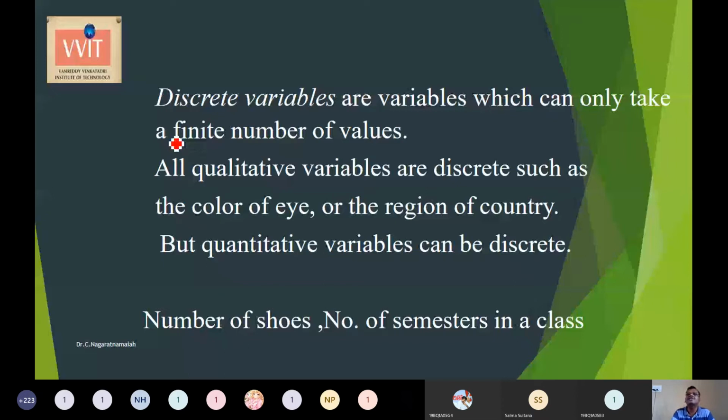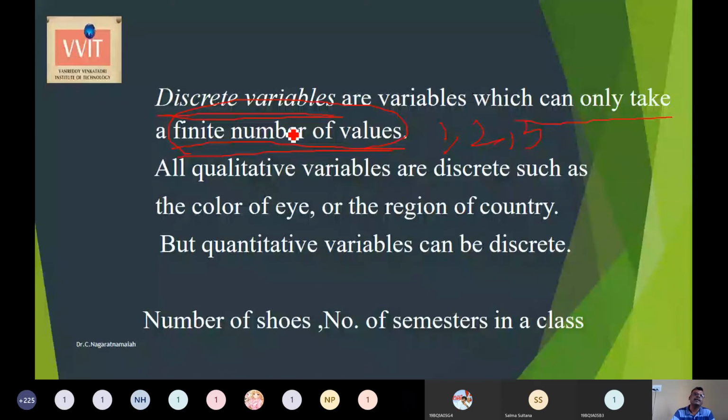Now, after that, we have defined the discrete variable. Discrete variables are variables which can only take a finite number of values. This is very, very important, which you have to study again in the third unit, I think, discrete variables and continuous variables of a random experiment. Discrete means the variables are finite in number. All these are numeric values, like 1 and 2 and 3, like this. These are the numbers.